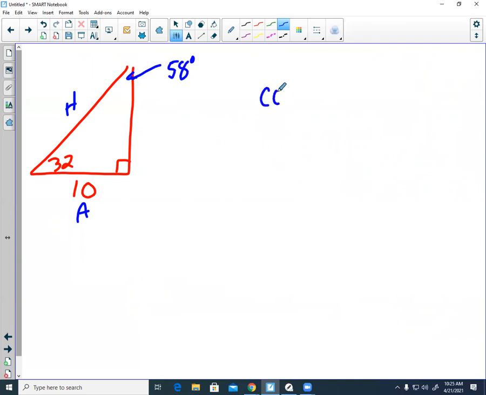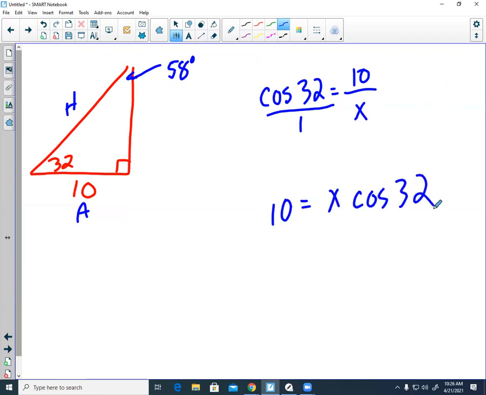I'm going to start this out by saying the cosine of 32 is equal to the adjacent, which is 10, over the x value, or over the hypotenuse, which is our x value. Right? Now, the way that I've always liked to do this is I've always liked to cross multiply. So this is saying the same thing as 1. So that is saying 10 times 1 is 10 equals x times the cosine of 32.